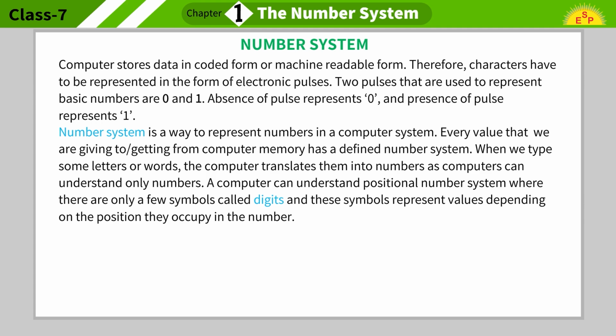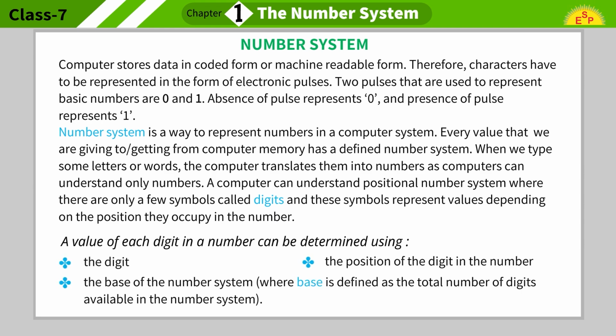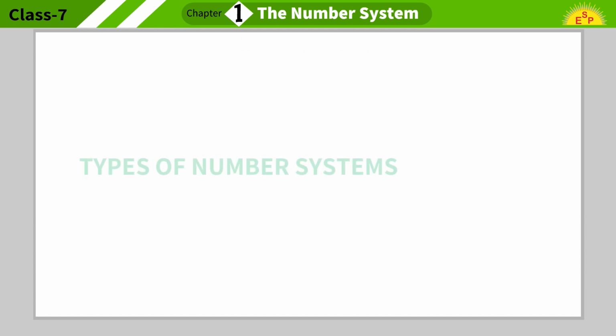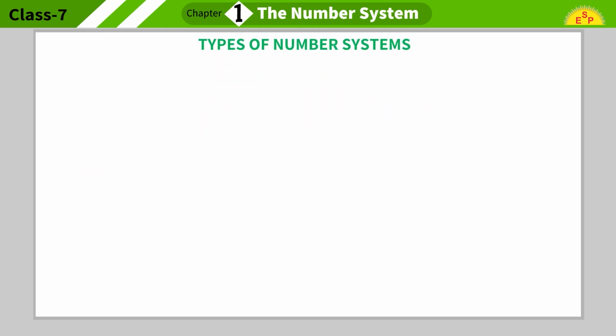A computer can understand a positional number system, where there are only a few symbols, and these symbols represent different values depending on the position they occupy in the number. The value of each digit in a number can be determined using the digit, the position of the digit in the number, and the base of the number system, where base is defined as the total number of digits available in the number system.